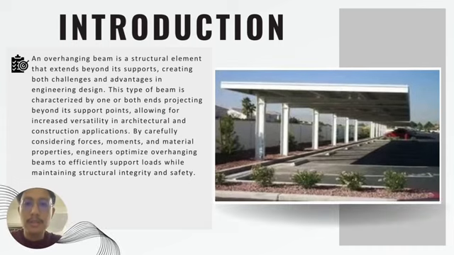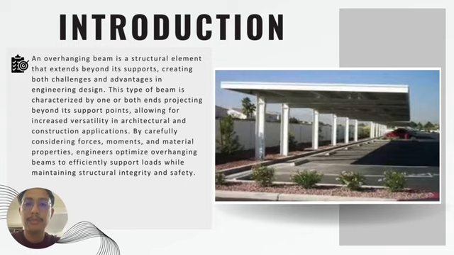An overhanging beam is a structural element commonly used in engineering and construction, characterized by its extension beyond one or both of its supports. This allows the beam to support loads over a greater span without the need for other additional supports, giving it more advantages in various architectural and civil engineering applications.